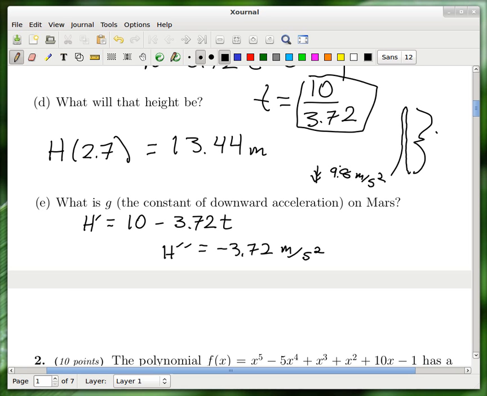Okay, so this makes sense. Here on Earth, things are going down at negative 9.8 meters per second squared, and on Mars it's being accelerated a little more gently because I guess Mars is smaller. And that's the end of part 1, or problem 1.